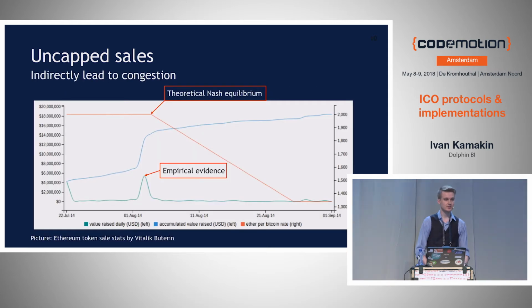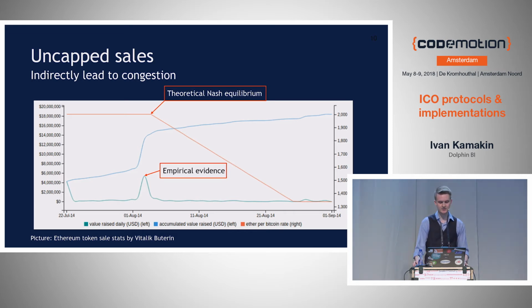Another weird property that these sales have is that they may indirectly lead to congestion due to some game theoretic properties. If you look at the Ethereum sale, we will see that there was a period from the start to some point in time where the price of a single Ether was smallest. And the optimal way for the investors to behave in such a situation is to wait until the end of this period to decide whether to invest or not. Well, it's pretty simple to show that this is a Nash equilibrium.